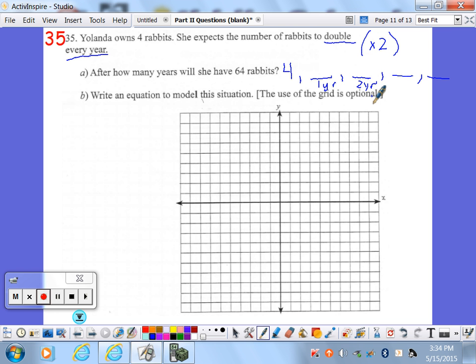Letter B, write an equation to model this situation. So in order to come up with the equation here, we need to know what type of function this models. Do you know what kind of function models a sequence that is multiplying by 2 over and over and over again? I hope that you're thinking of a geometric sequence, and geometric sequences model exponential functions.